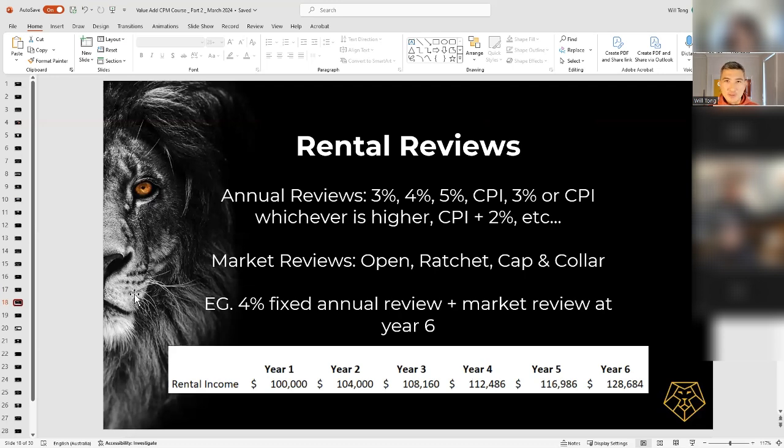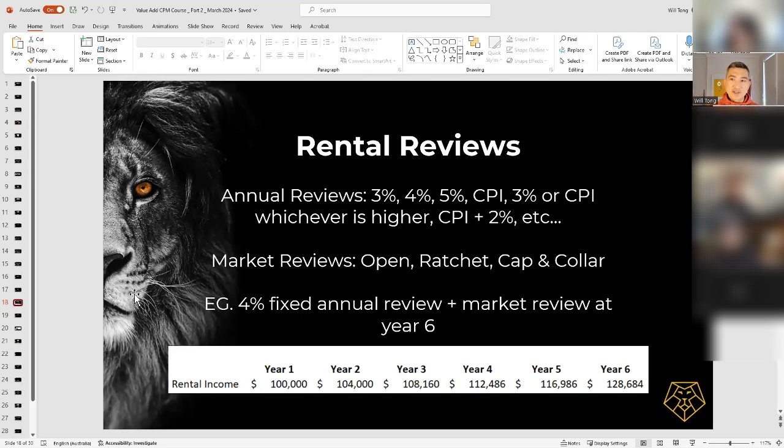There's obviously the open market review. Basically it means that if the market rent has gone up, you're going to pay a higher rent. If the market rent has gone down, you're going to pay a lower rent. Whatever the market rent is at that point in time, that's what the tenant needs to pay. So the landlord wears that risk as well. If the market goes down, you're going to bear that. Or if the market goes up, you win.